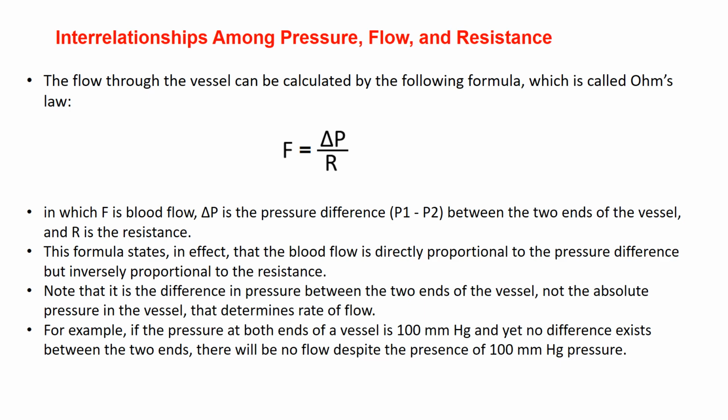Note that it is the difference in pressure between the two ends of the vessel, not the absolute pressure in the vessel, that determines rate of flow. For example, if the pressure at both ends of a vessel is 100 mm of mercury and yet no difference exists between the two ends, there will be no flow despite the presence of 100 mm of mercury pressure.